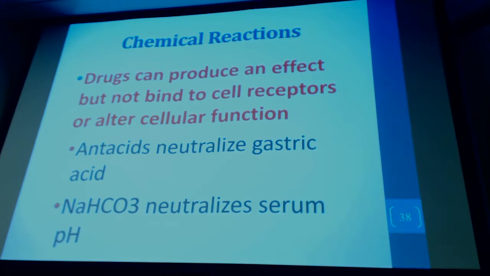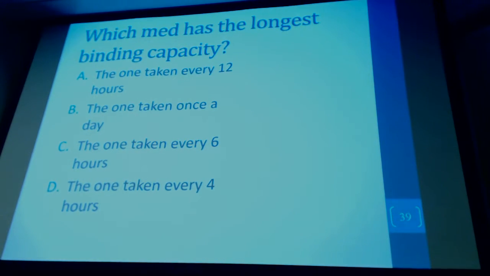Now, we can exert that chemical effect by having that chemical bind to receptors, or it can, as I said earlier, actually affect chemicals in the body. Your patient goes into shock, the pH is going to lower, we're going to give them soda bicarb. It acts on the acid in the body. Okay, so which med has the longest binding capacity?